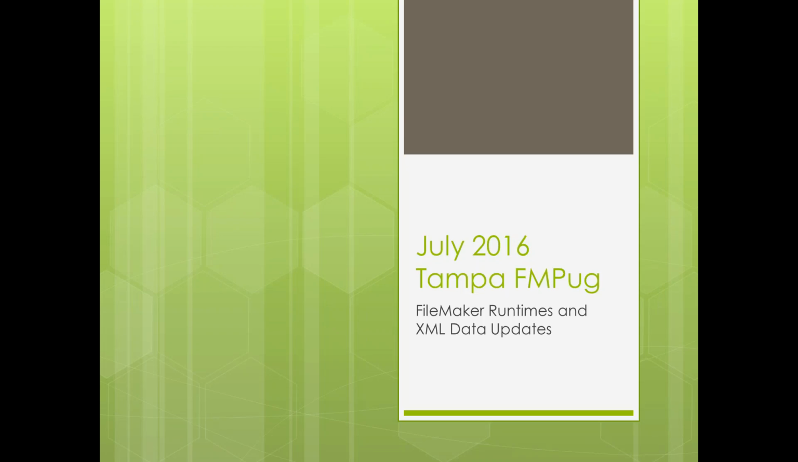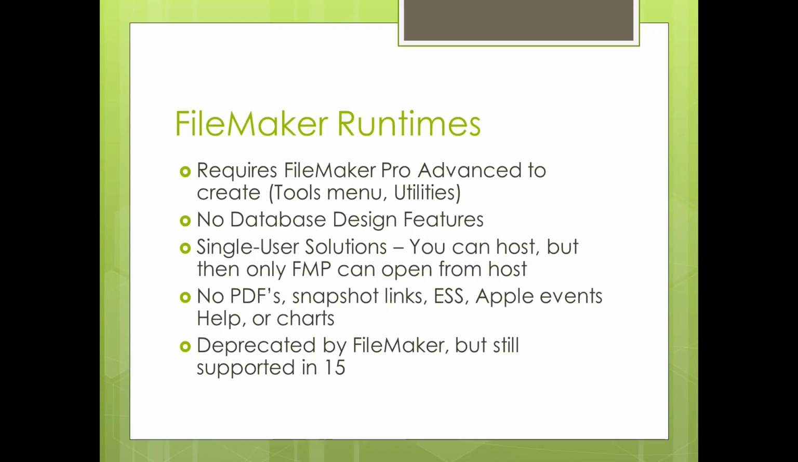There we go. So first off, a lot of you probably know this, but let's just recap what exactly FileMaker runtimes are. A FileMaker runtime can be created using FileMaker Pro Advanced. It's in the Tools menu under Utilities. What it does is it allows you to take a file or group of files and turn it into an independent runtime that does not require FileMaker Pro to run. So it creates its own little package that you can zip up and just hand to somebody with a computer and they can run it. They don't have to install FileMaker Pro.